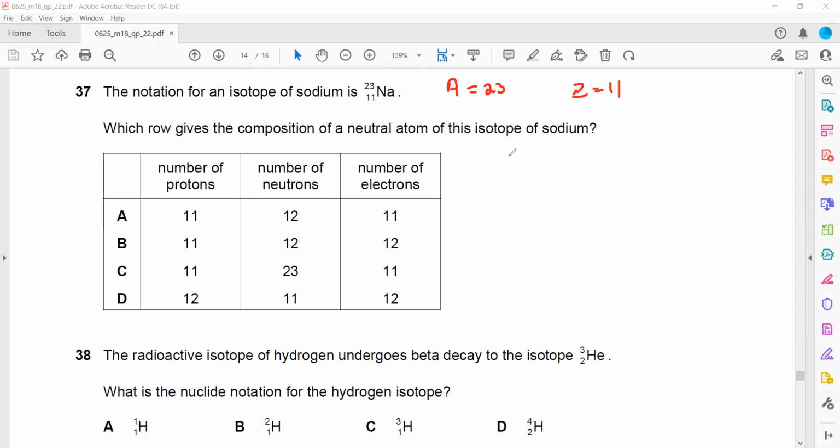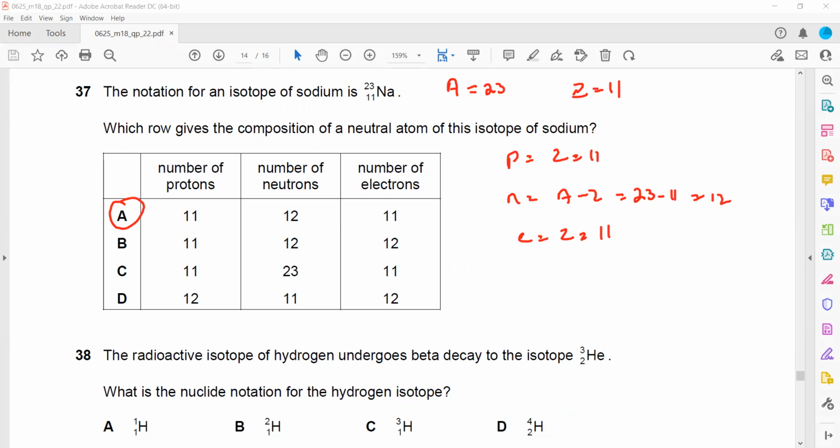So how many protons are there? Number of protons is given by Z, 11. Number of neutrons is equal to A minus Z. So in this example, it will be 23 minus 11, which is equal to 12. And number of electrons, it's a neutral atom, so number of protons and electrons will be the same. So it will be 11, 12, 11. So A should be the right answer.